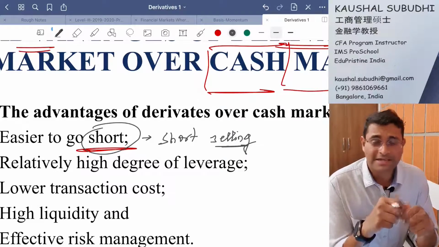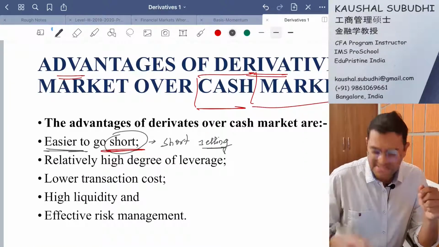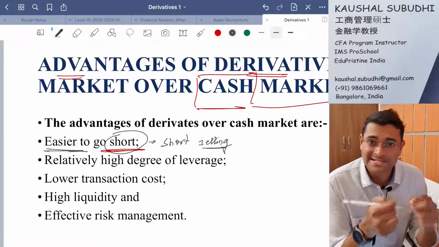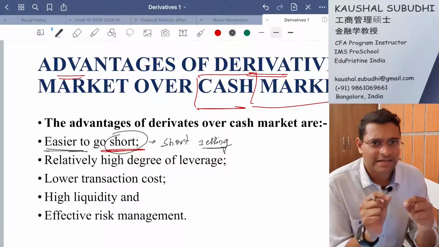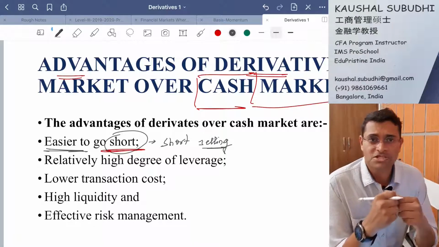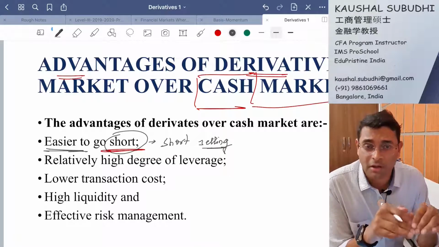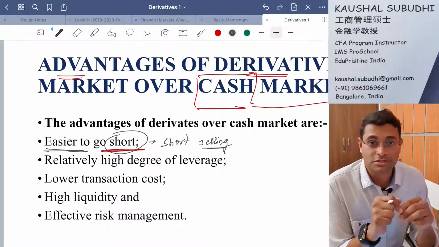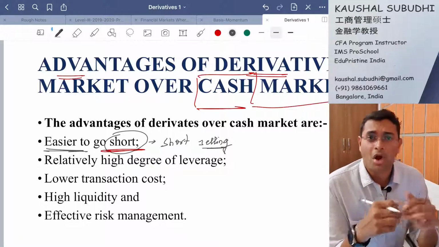But over here in derivatives, how can we link this meaning of short selling with this phrase, easier to go short? It means you don't have to physically own a particular commodity, and still you can take a selling position. If you remember, a couple of minutes back I had given an example about the wheat farmer. Now the wheat farmer is a person who is selling stock. Now assume that I'm speculating that the prices of the stock are going to fall, as a result of which I want to protect my wheat futures. So when I want to protect my wheat futures, I would go for a sell position or a short position.